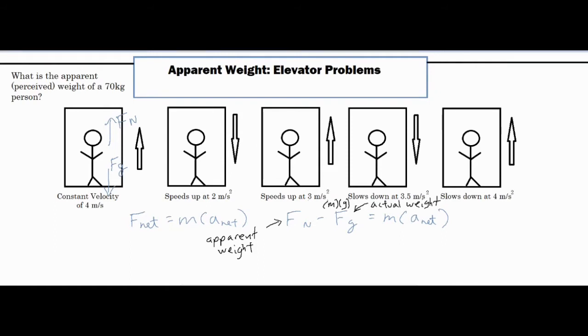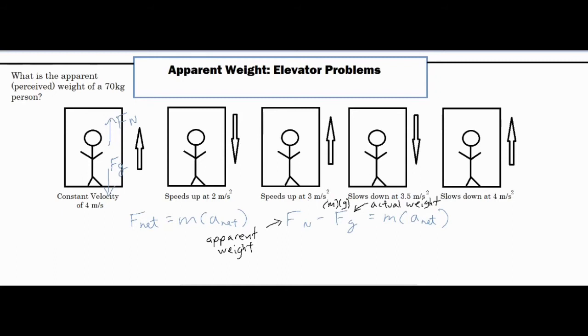So I set up our formula as Fn minus Fg equals m times A net. And the reason why I did minus is because forces are a vector. And what I do is anytime I have a force directed upwards, I make it positive. And anytime I have a force downwards, I make that negative. So I have Fn because it's directed upwards minus Fg that's directed downwards. So Fn is our apparent weight.